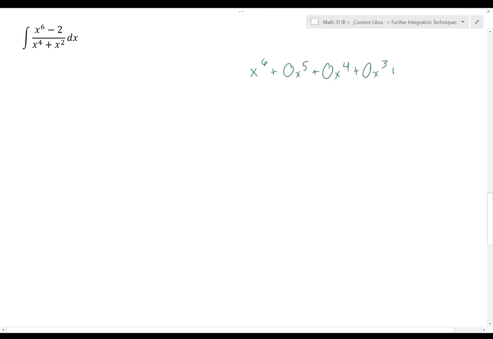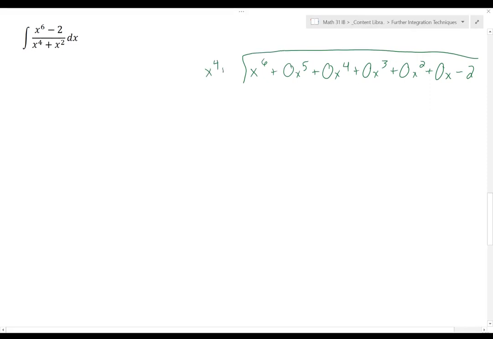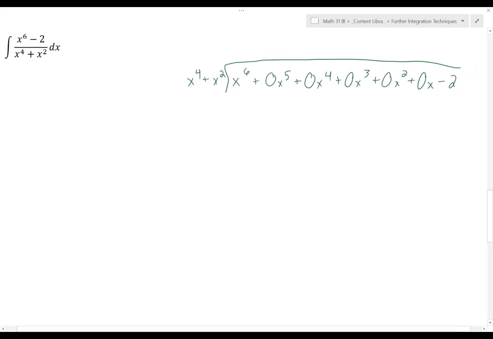Lots of zeros in here. It's kind of tedious, but it is the way it has to work. And I'm going to divide that by x to the power of 4 plus x squared. Now that denominator is factorable, and the factors will come in later when I'm finding the partial fractions, but for this first part, I'm just dividing. x to the power of 6 divided by x to the power of 4 is x squared.